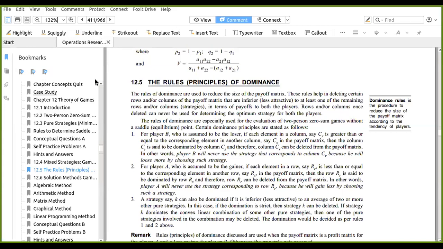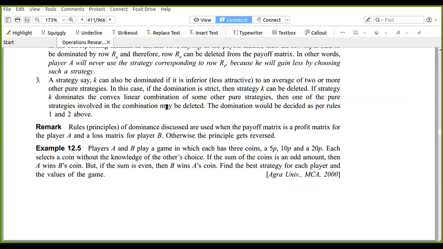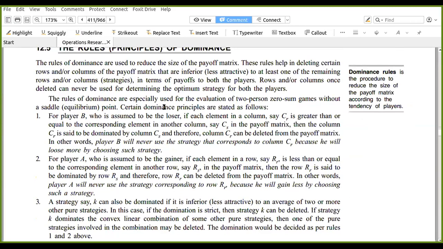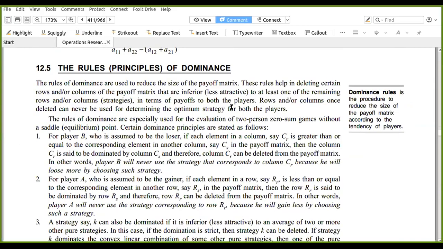So game theory, we have already discussed how to find the saddle point. We have discussed what the meaning of a game is, what you understand by players, and what you understand by the payoff matrix. Now, sometimes the payoff matrix is very large, and you need to reduce its size in order to get the optimal results in less time.